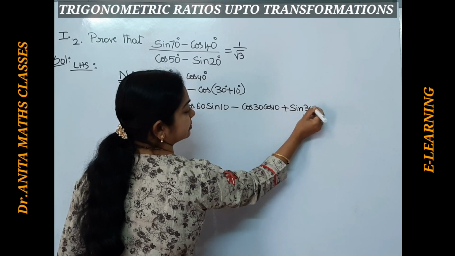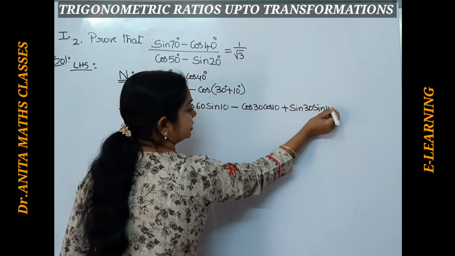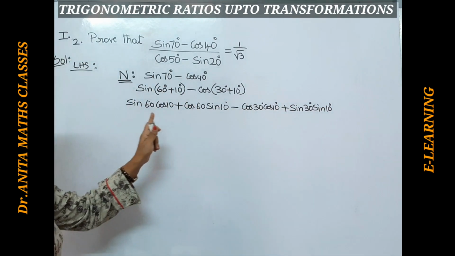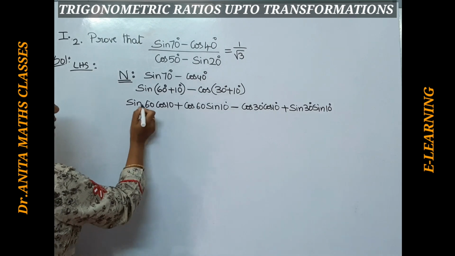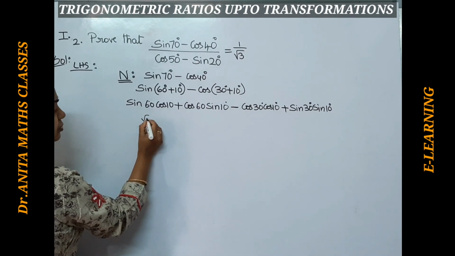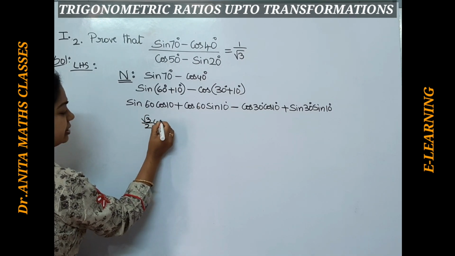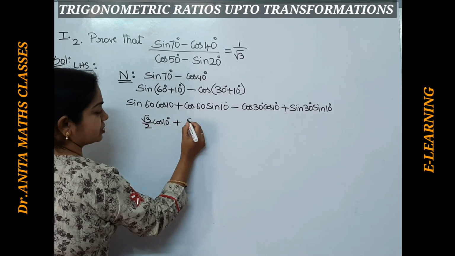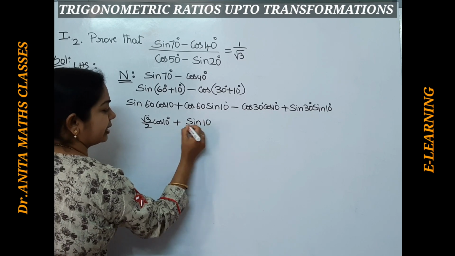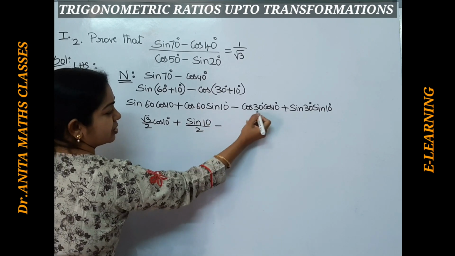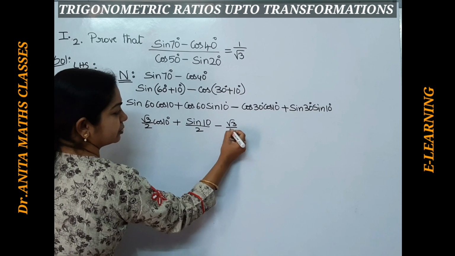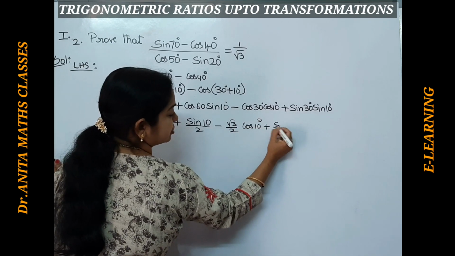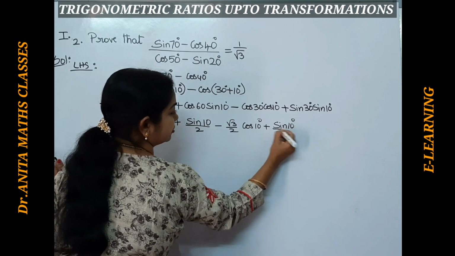So the known values, we will write the values here. Sin 60 is root 3 by 2, so root 3 by 2 cos 10, this one. Cos 60 is 1 by 2, so sin 10 degrees by 2, with minus here. Cos 30 is root 3 by 2, cos 10 degrees. In a similar way, sin 30 is 1 by 2, so sin 10 degrees by 2.